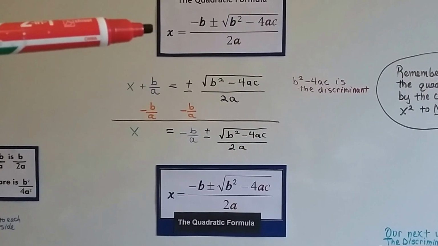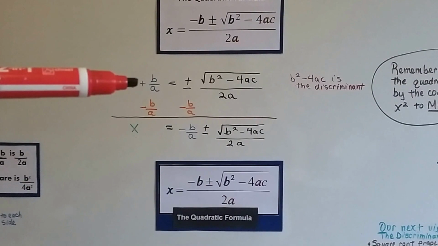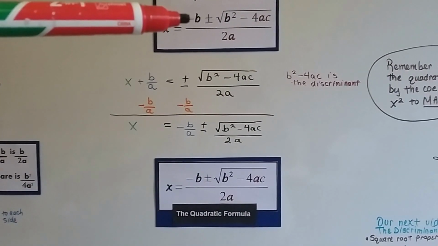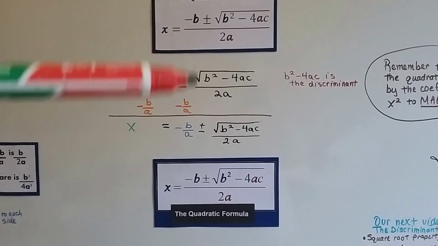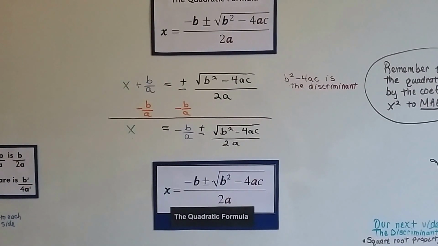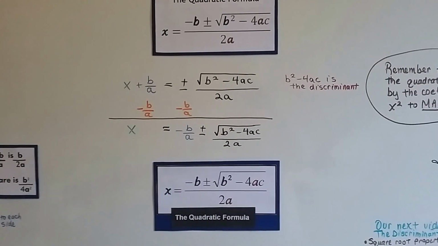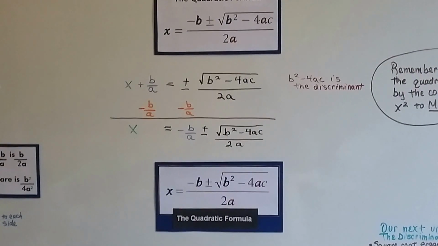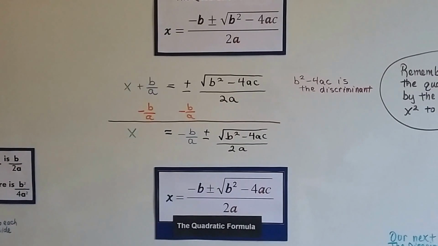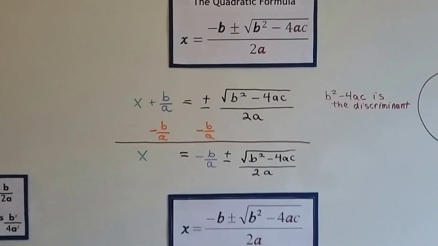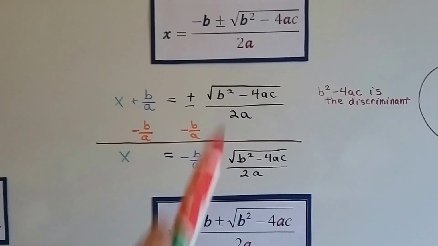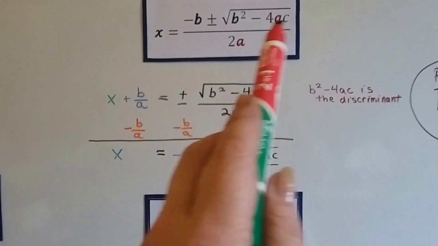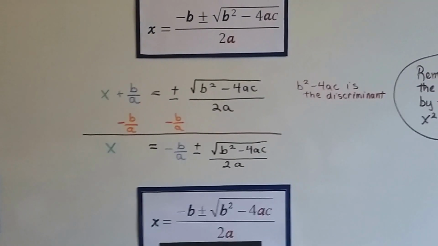See? We've got our x equals negative b over a plus or minus. See that? Amazing how that happens, isn't it? So that's the quadratic formula, and that formula can help us solve any quadratic equation, all right? And this part right here, this b squared minus 4ac, that's called the discriminant.